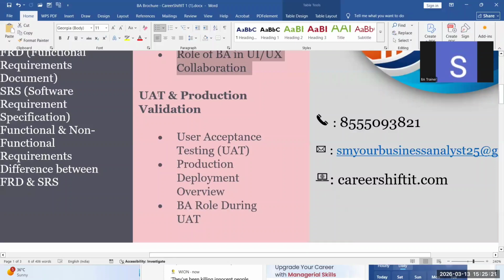And you know how to do the testing. So as a BA, how to create test cases and how to perform UAT testing, and what exactly the business analyst role is in production after the requirement was deployed into production, what exactly BA does. We are also going to teach you on that as well.